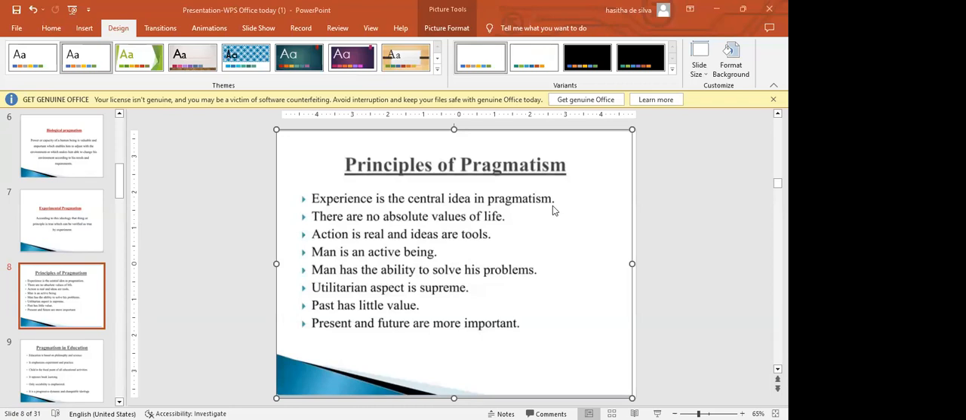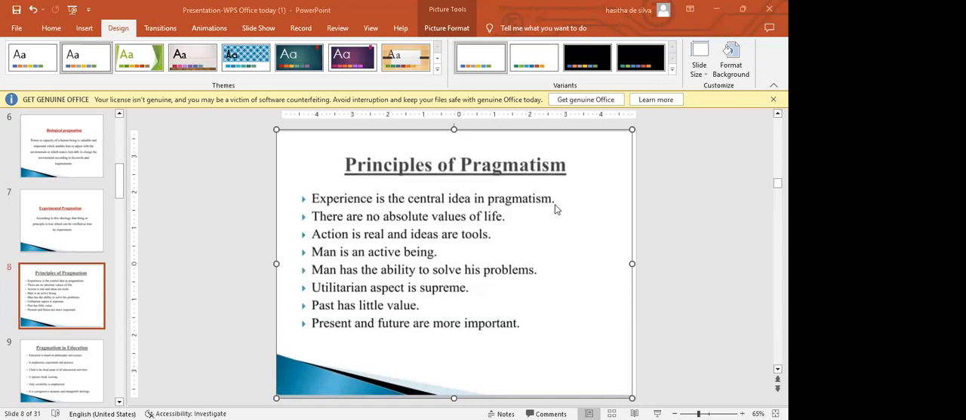One of the principles of pragmatism is that there are no absolute values of life. And the second principle is that action is real and ideas are tools. The idea that there are no absolute values of life is a philosophical perspective often associated with relativism. I will explain the first and second one. I gave Rausana action is real and ideas are tools, and the fourth one is man is an active being.